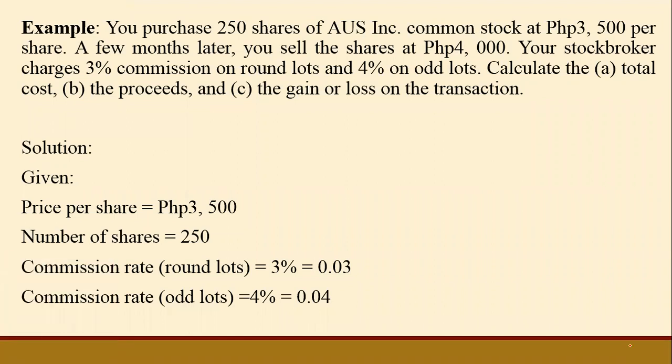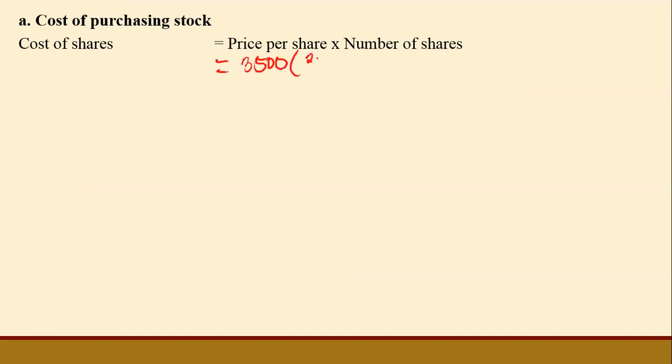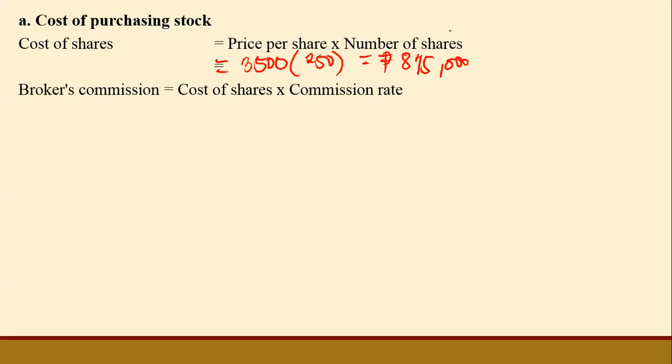Okay, so for letter A, cost of purchasing stock. We have to compute the cost of shares, which is equal to the product of price per share and the number of shares. So this is equal to 3,500 times 250, which is 875,000 pesos. And the broker's commission is the product of the cost of shares and the commission rate.